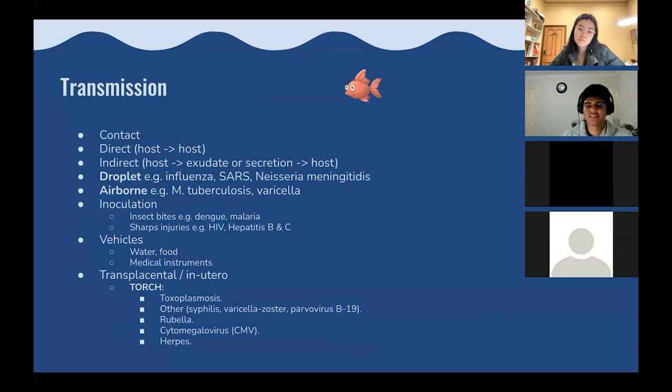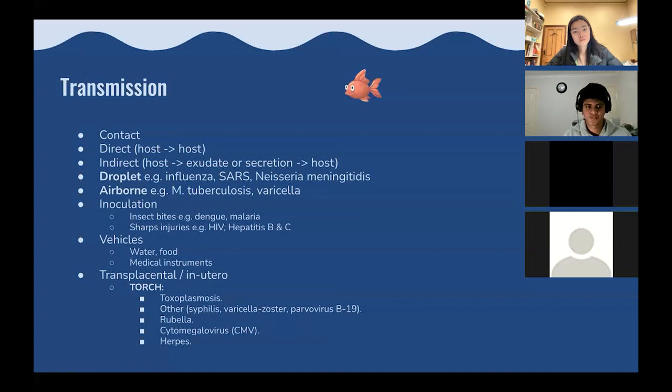Inoculation, you're mainly going to see with two types. Either being bitten by something poisonous or venomous, you'll learn the difference if you haven't already, or something sharp. So basically you're injecting yourself. Heroin users tend to have hepatitis because sharing of needles allows the spread of the virus. HIV can also be spread through sharp injuries.